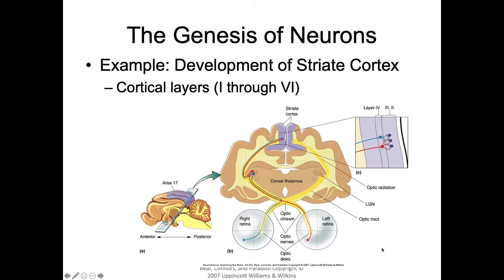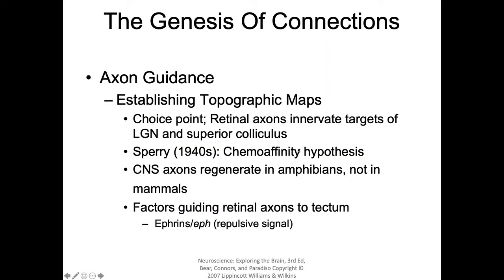So these end up being topographical maps. This little patch right here is represented in one area of the striate cortex. In other areas of the striate cortex, we have other representations of the retina. So these ultimately end up being topographical maps. So they're set up, and we have these different types of ways that they're established.